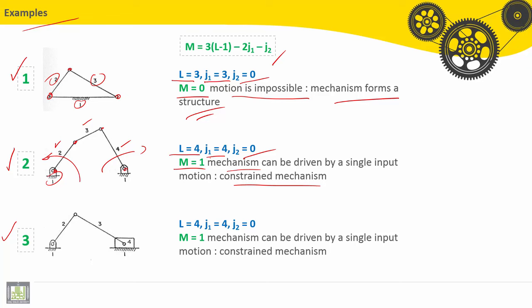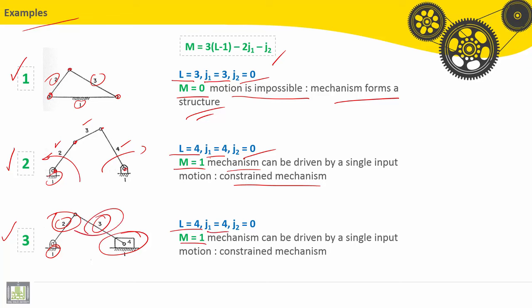Third example, it is slider crank mechanism. So number of links is equal 4, ground, second one, connecting rod, the crank, third one, and the slider number 4. So here, M is equal 1, 2 is the crank, third is the connecting rod.